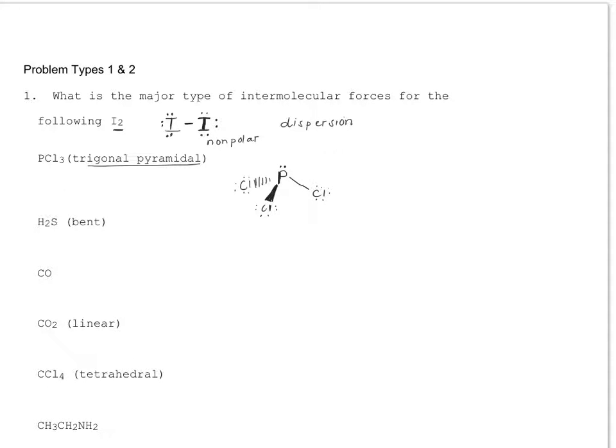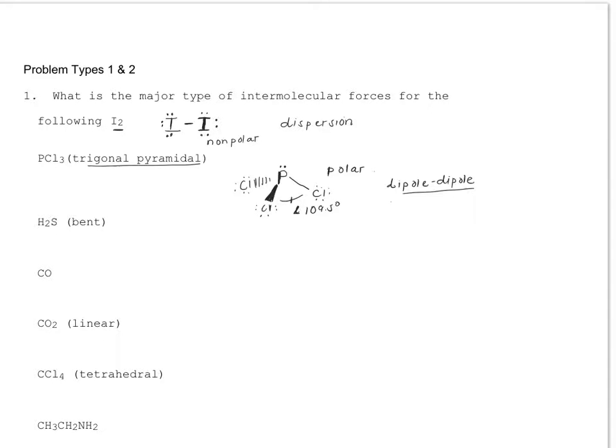Because of the lone pair on the central atom, this shrinks the bond angle to less than 109.5. Chlorine is the most electronegative element, and so our dipole moment is going towards the chlorines. Hence, this is a polar molecule. Since there's no hydrogen bonded to oxygen, fluorine, or nitrogen, there is no hydrogen bonding. So the major intermolecular force here has to be dipole-dipole. Dipole-dipole forces occur when you have polar molecules.